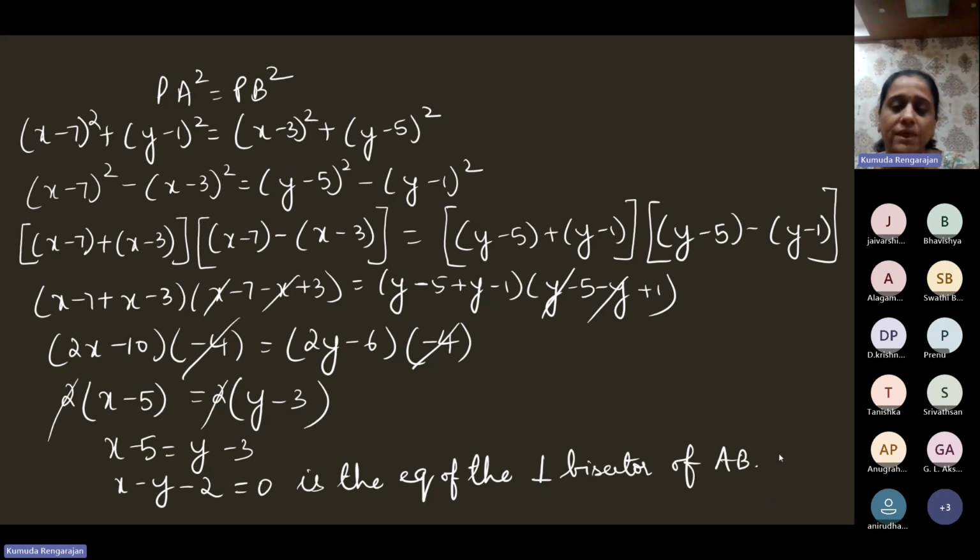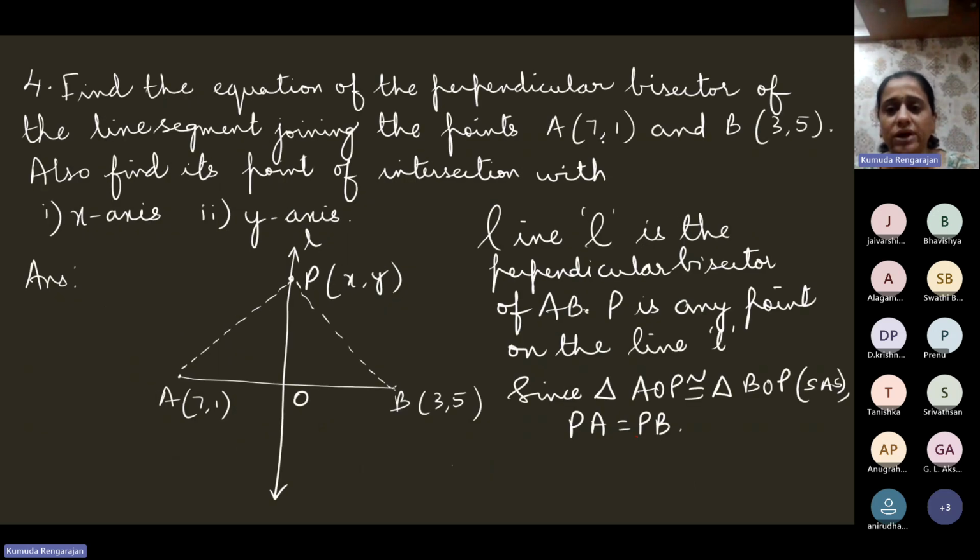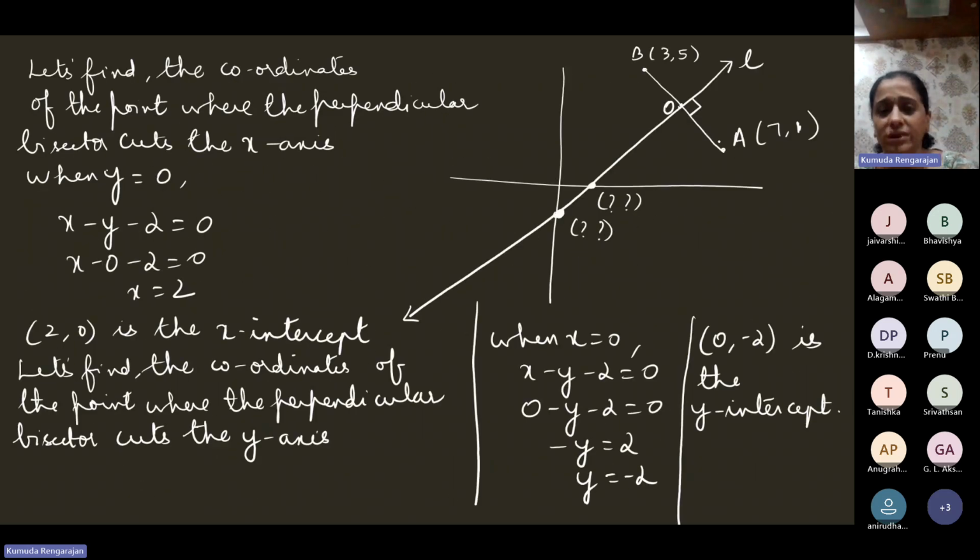Now when you locate these two points A and B in the Cartesian plane, roughly they look like this. And you can see the line L, which is the perpendicular bisector of AB, cutting the x-axis and y-axis at distinct points. You can see L cutting the x-axis and y-axis.